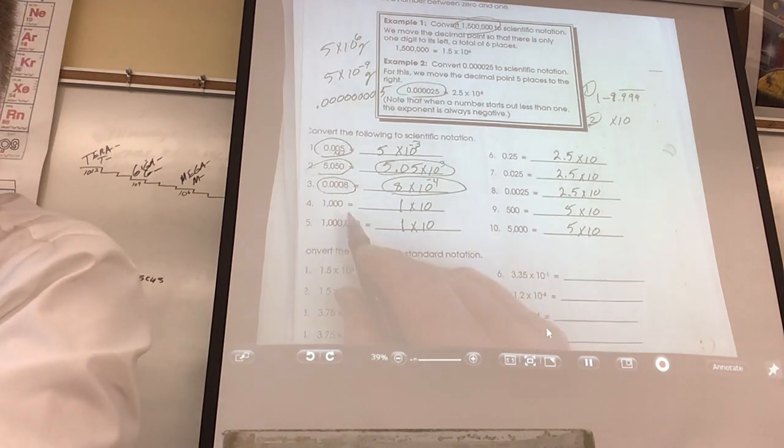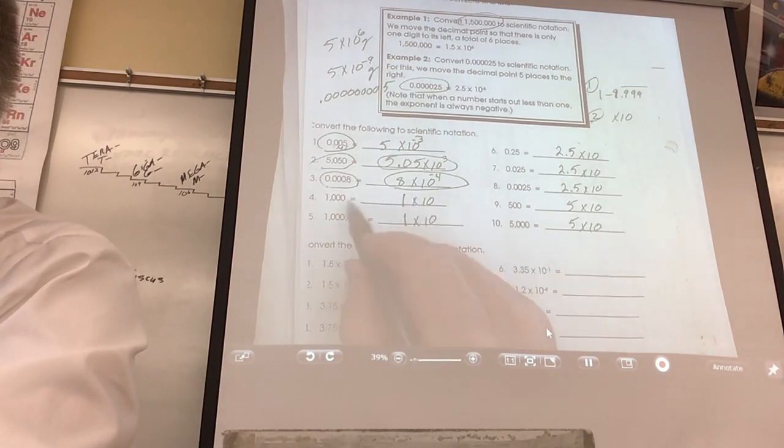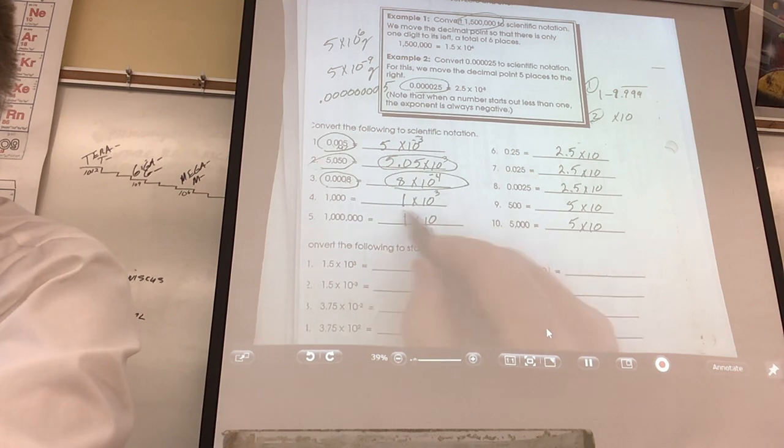Okay, let's do another one. What are you going to put here? What do you think here? Let's go around the room. Let's start back with Ben. Ben, what would you put here? 1 times 10 to the what? +3 or -3? Okay, this is a big number. See that? That's a big number.